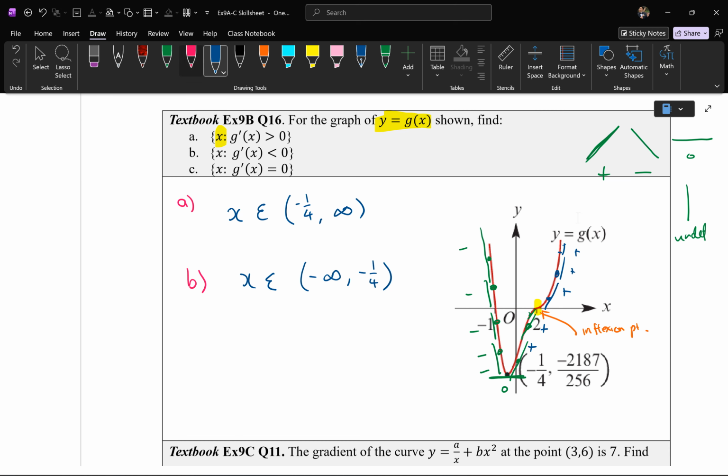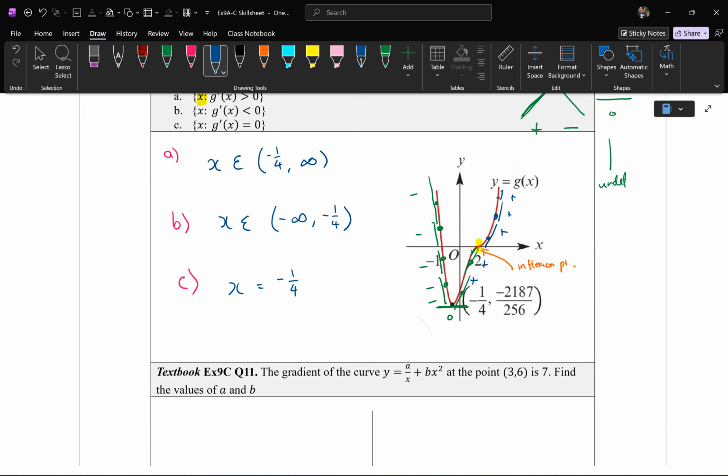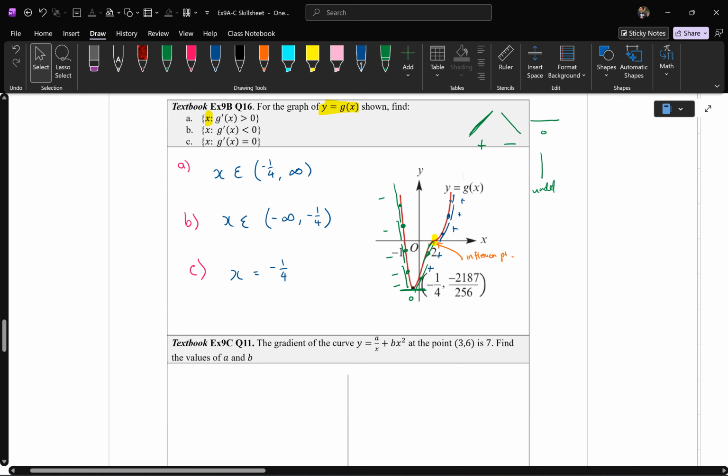And then finally, C seems like it's only when x equals negative a quarter. We're not 100% sure about the 2. Okay. Usually in your textbook, they draw an arrow and they tell you if it's an inflection point or not. Okay. If it is, then you include it. If they don't say it, don't assume it.